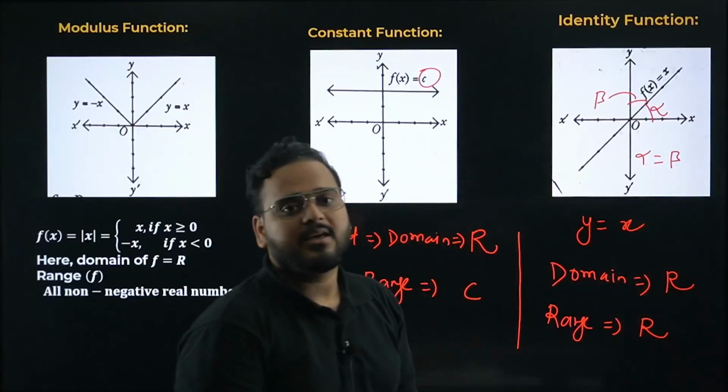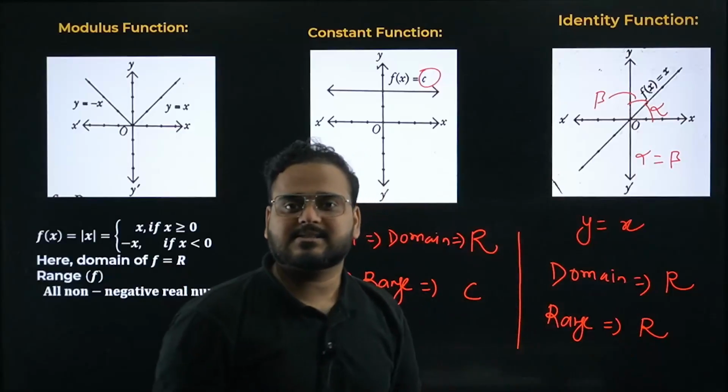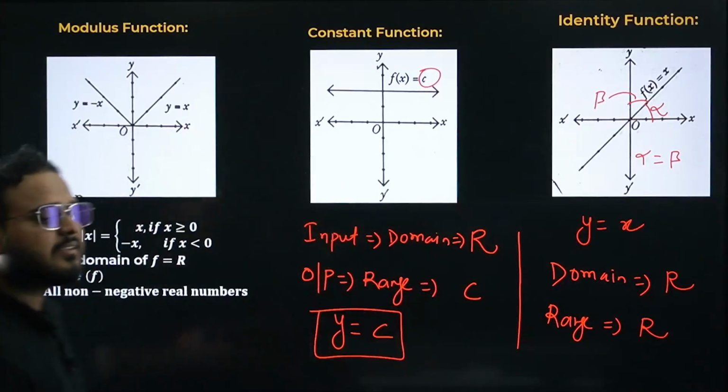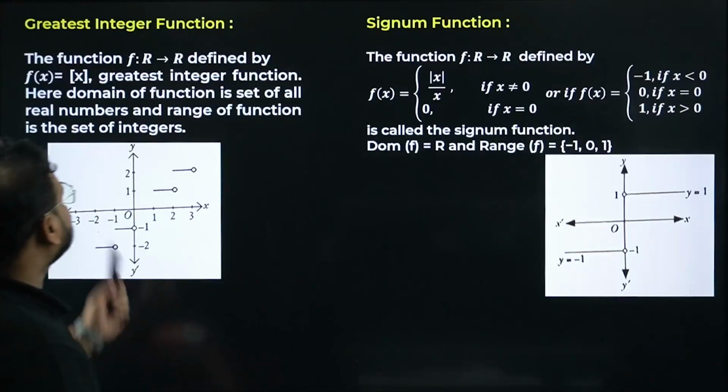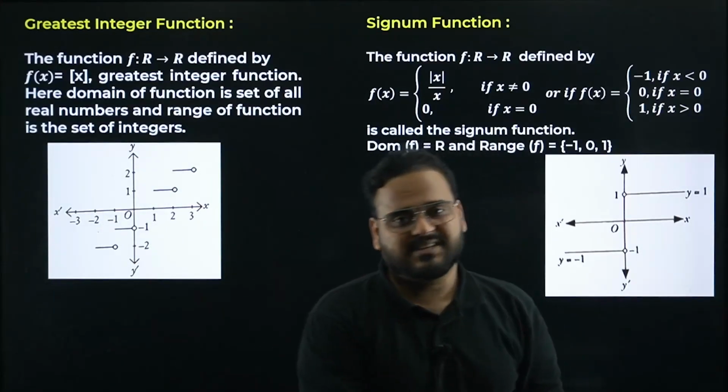Alpha and beta will be equal in nature. This is called equally inclined to both the x and y axis. That's the nature of the identity function. Let's see some more functions. These are very simple ones. Next we have the greatest integer function, the GIF function, and of course the signum function.